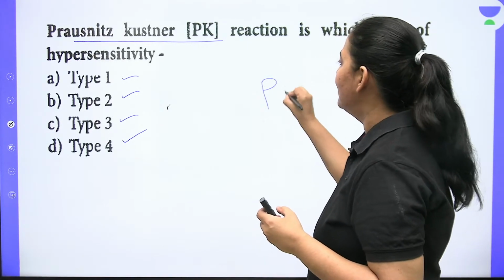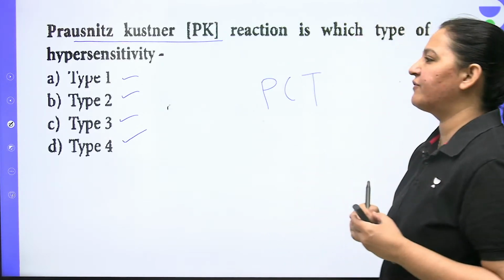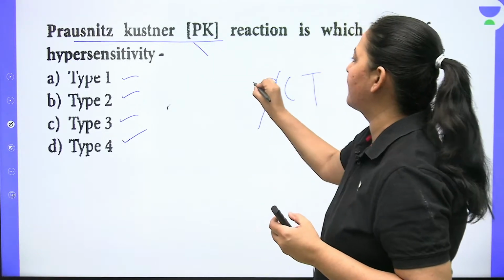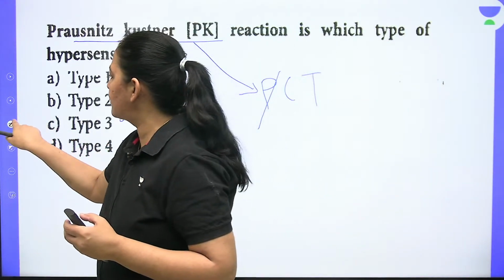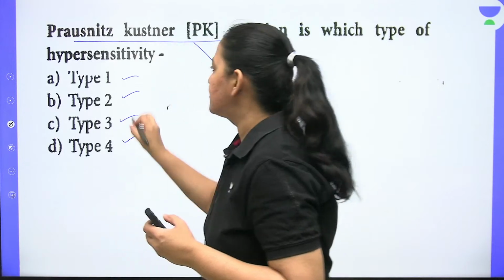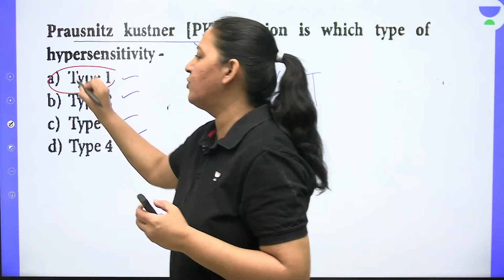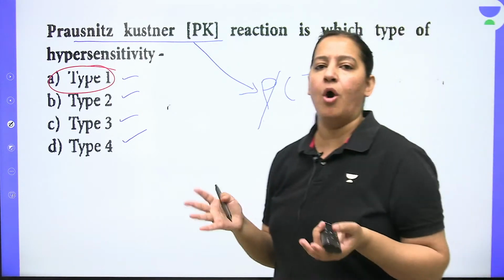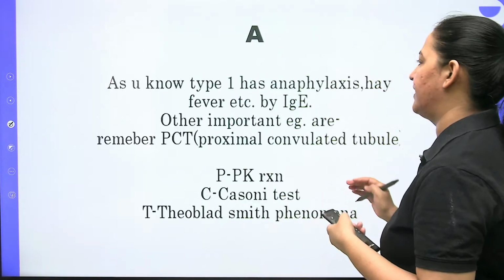The correct answer is type 1. What is the mnemonic of type 1? The mnemonic of type 1 is PCT. So here P stands for Prausnitz-Küstner reaction. You can see here. So the correct answer is type 1 and you all are right. Yes, Anu, Lavanya, Harampreet, you all are right. Very good, very good. The correct answer here is A, right?